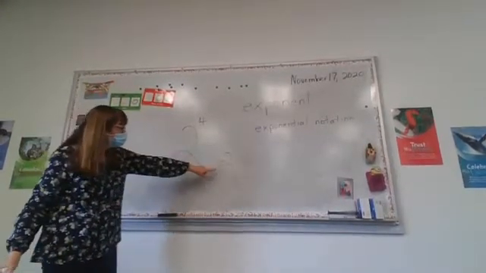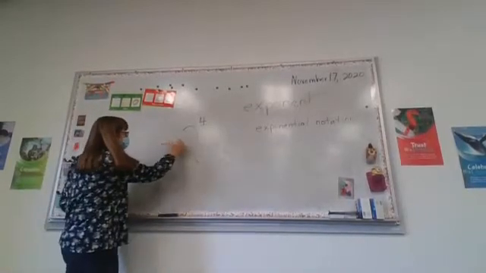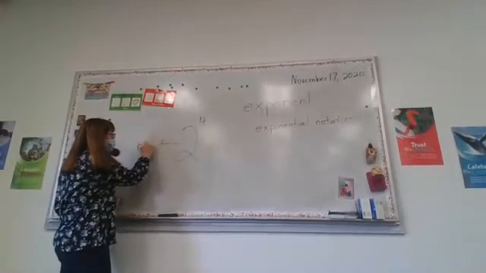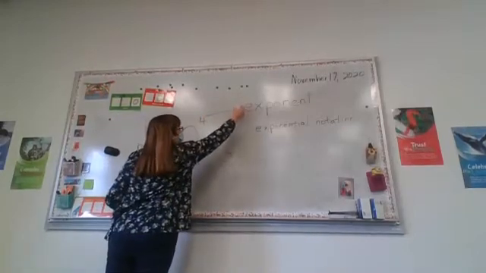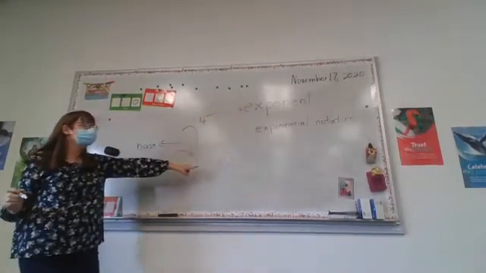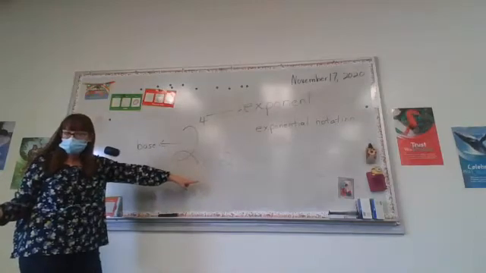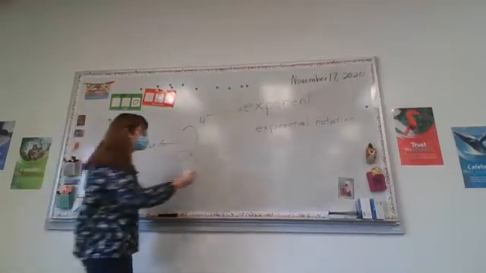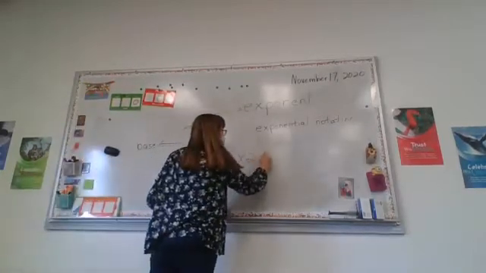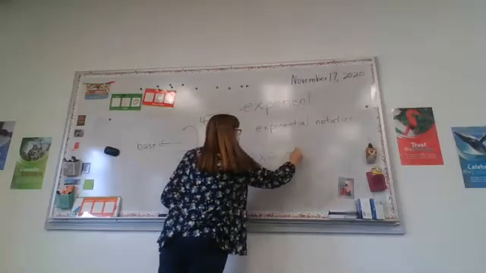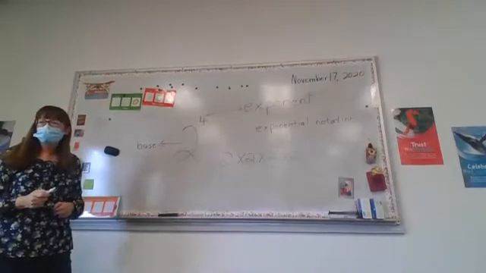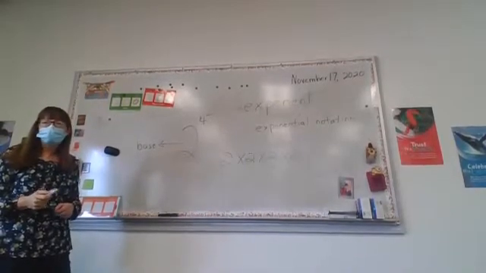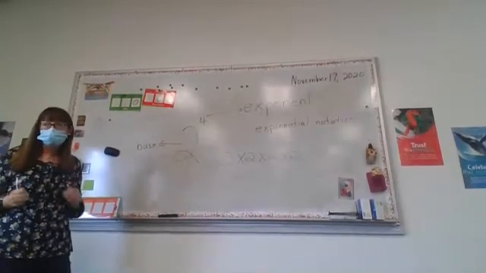So the 2 is the base. The 4 is the exponent. This tells me how many 2s I have. How many 2s do I have, everybody? 4. And what am I doing to them? I am multiplying them. Do I have 4? 1, 2, 3, 4. Yep. Do we have to write it this way? You have to write it 3 different ways. We'll get to that in a second.